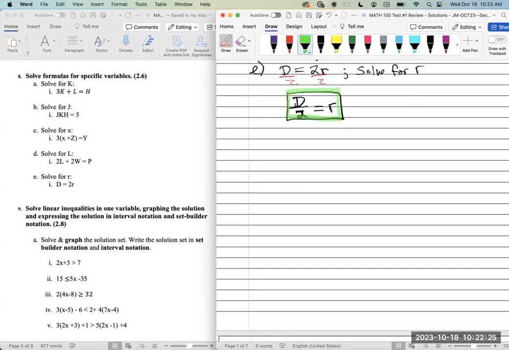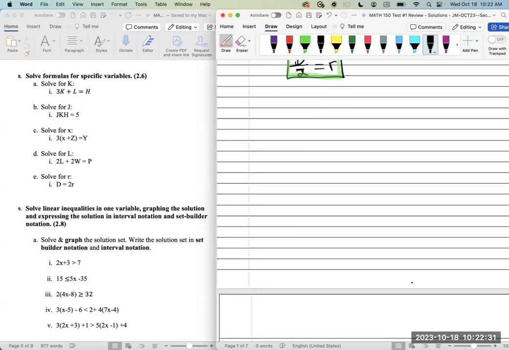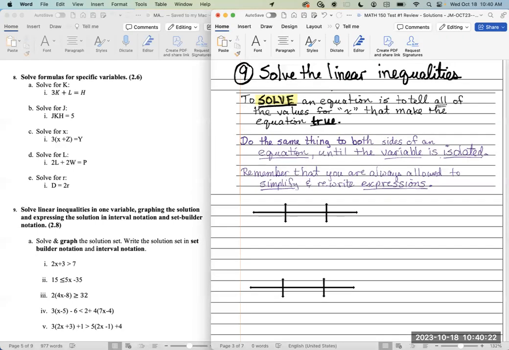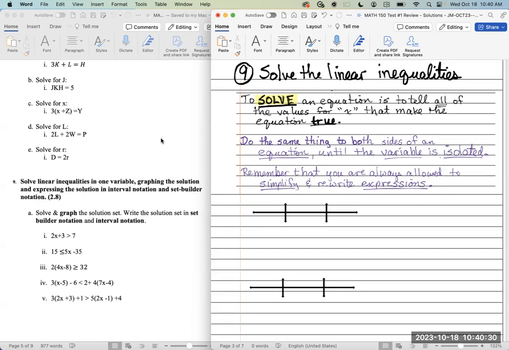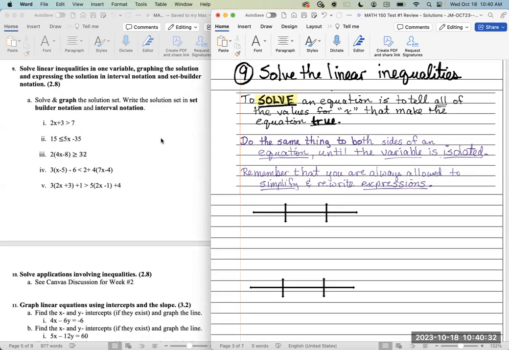9, more solving. Again, solve means tell me the values that will make the equation true. To solve inequalities, it's the same process as if you're solving an equality. The only difference is if you multiply or divide both sides of the inequality by a negative, you change the direction of the inequality.